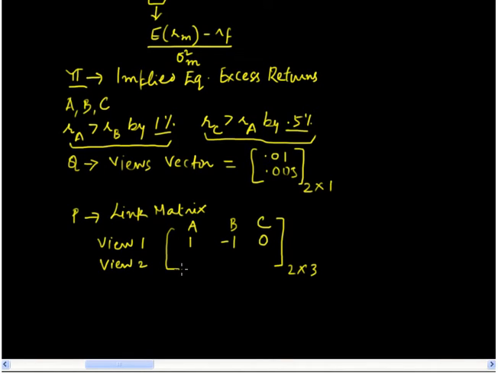Now the sum of these views is going to be 0. Likewise, we can fill the row for the second view. What is our second view? We are positive about asset C, so we can write a +1 for asset C. And relatively speaking, we are negative about asset A, so we can write a -1 here. And the second view doesn't talk about asset B at all, so we can write a 0 here. So this becomes our link matrix. We can say this is matrix P.